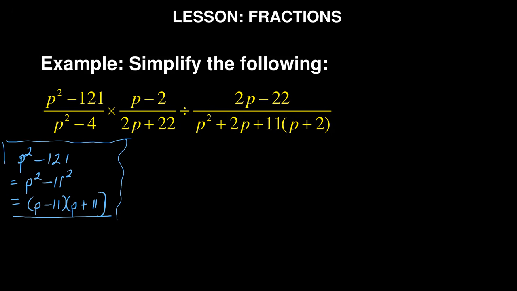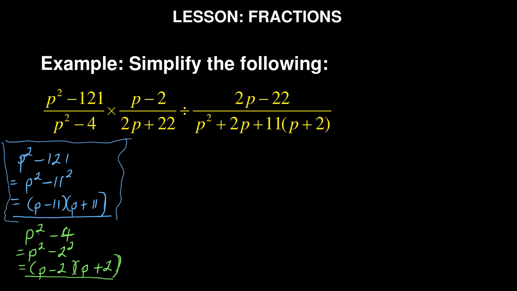Now the next part is p squared minus 4. You can agree with me that it is evident that this is a difference of 2 squares. P squared minus 4 is the same as p squared minus 2 squared, which is p minus 2 and p plus 2. Why? Because it is a difference of 2 squares. So you also do the same, put that away. You will simplify this later.